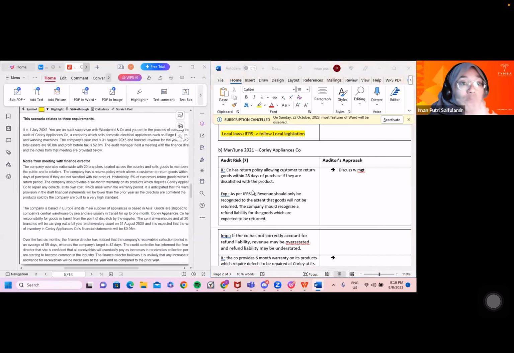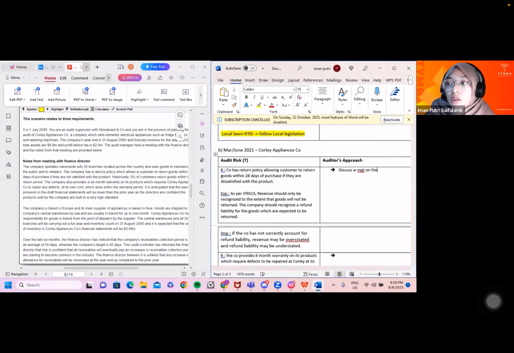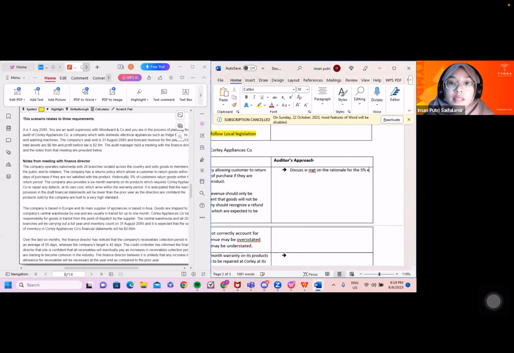Yeah, thank you, Alia. Discuss with the FD on why they felt the estimated return rate of 5%. Because this is after all an estimate, right? We have to question how they came up with this estimate. Did they just plug this figure or how? So basically we want to discuss with management on the rationale for the 5% estimated rate of return to assess the reasonableness.